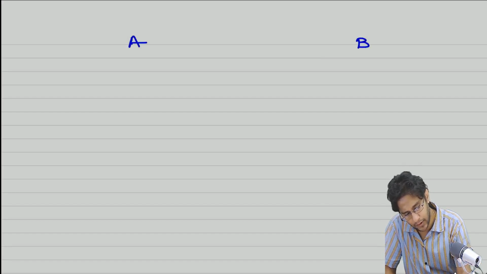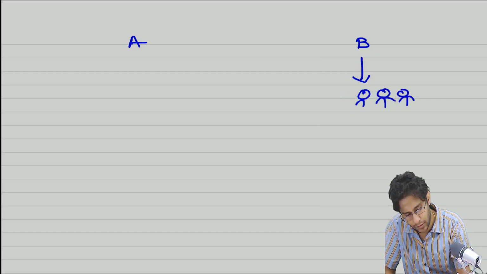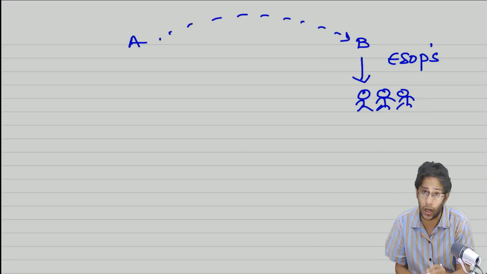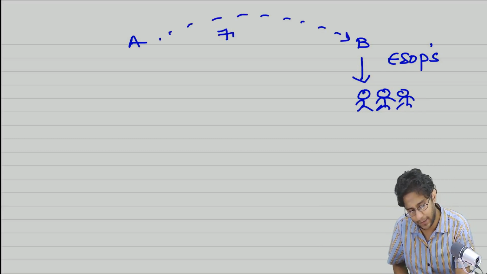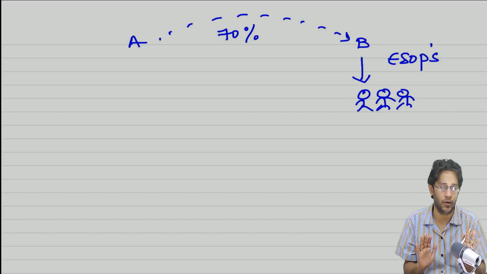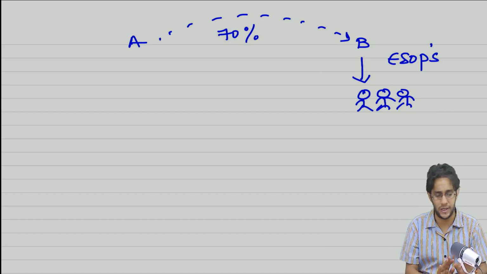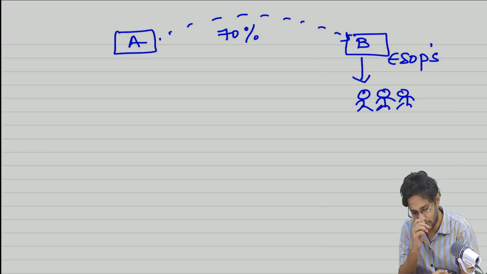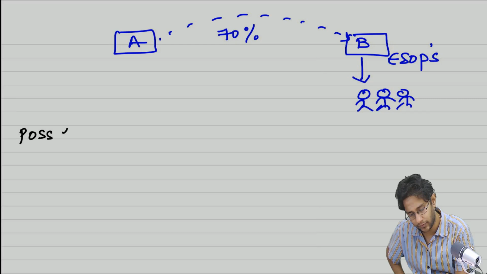A and B issued ESOPs to their employees. To these employees, B has issued ESOPs. A did not absorb B Limited; A purchased 70% shares in B Limited. So B Limited is not shut down. B Limited is existing as an independent entity. A Limited is also anyway existing on its own. Here both possibilities exist. Possibility 1.